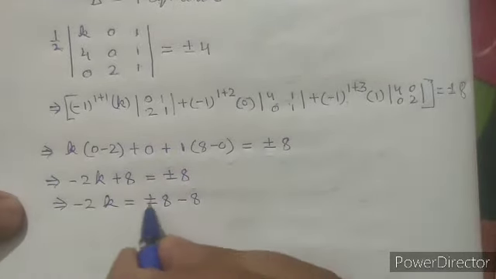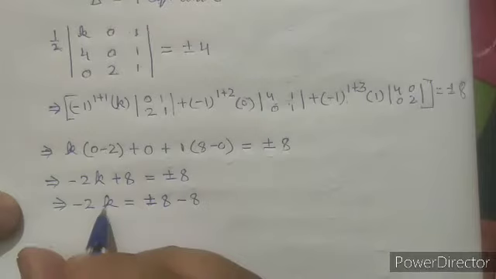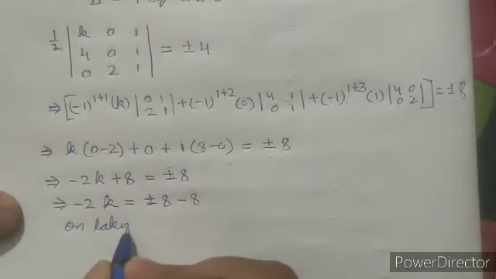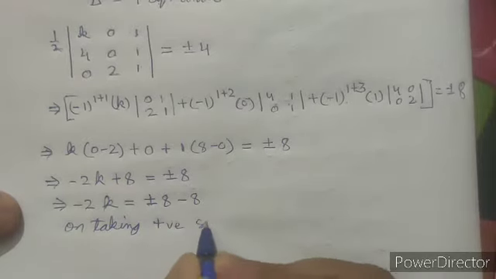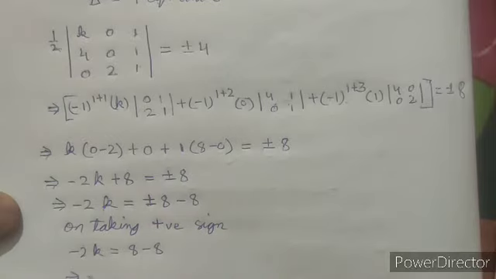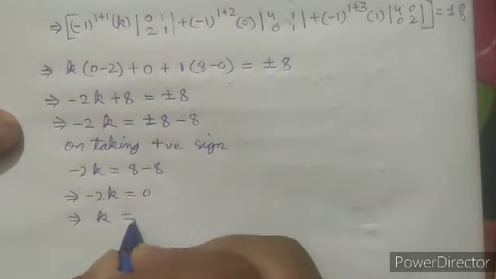Now in one step we can take the positive sign, and in another step we can take the negative sign to find the value of k. On taking the positive sign, we will get minus 2k equal to 8 minus 8, or we can say minus 2k equal to 0, and this will give us k equal to 0.